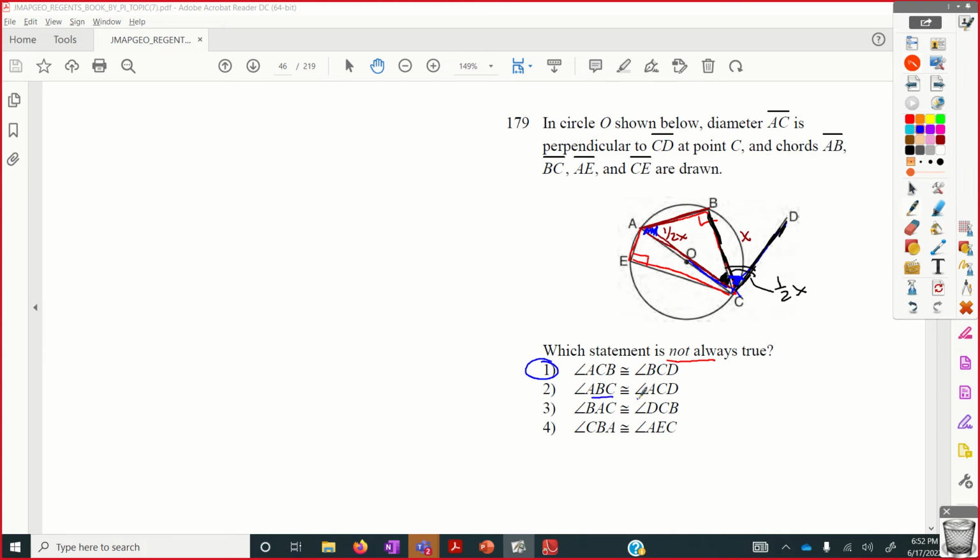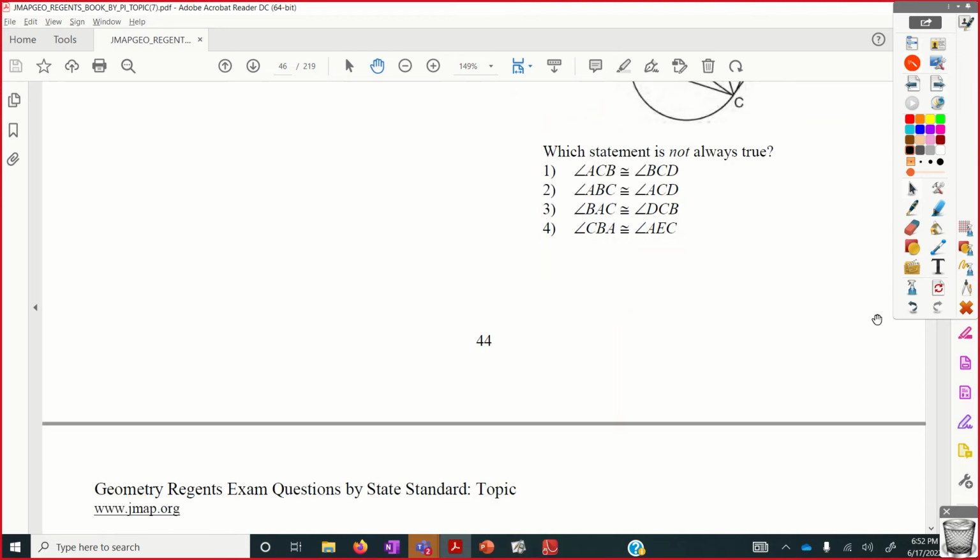But angle ABC, which is this 90-degree angle, and ACD is that 90-degree angle. So those are true, 90 equals 90. BAC, which is here, we just talked about this one, and DCB, those are also equal, because remember, one half x is equal to one half of x. And then CBA is also 90, and that's going to equal 90 at AEC. So that's why it's going to be choice number one there. And you're always looking for those angles that are making 90 or that are inscribed to the same angle.